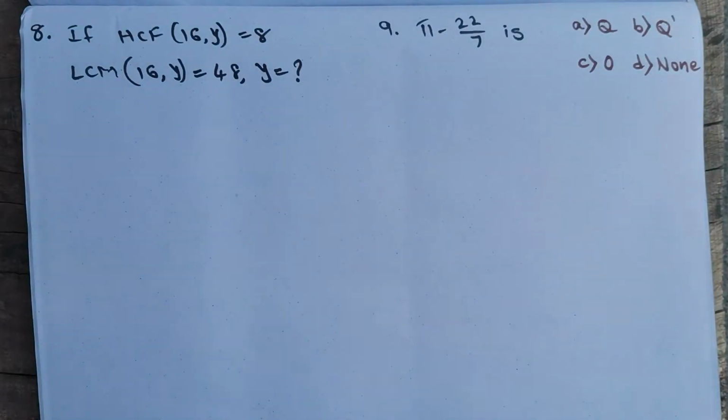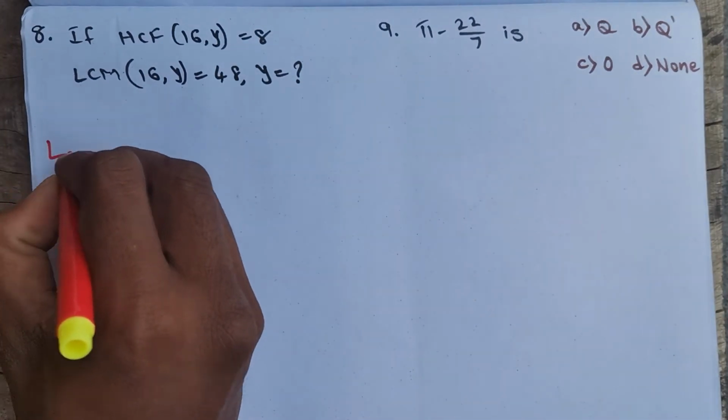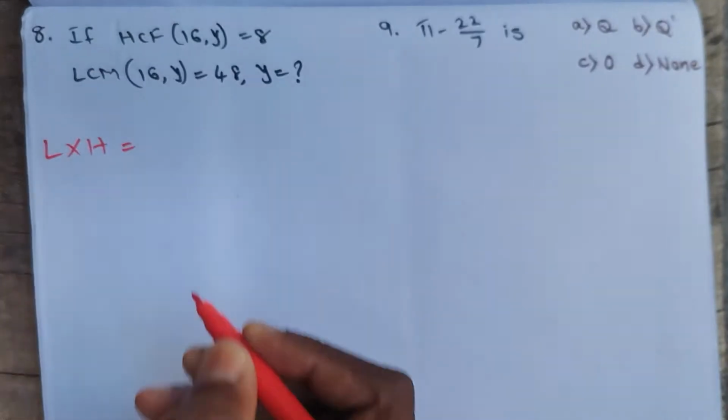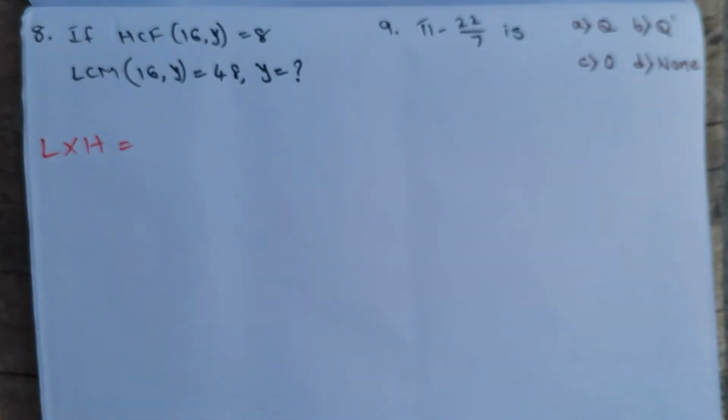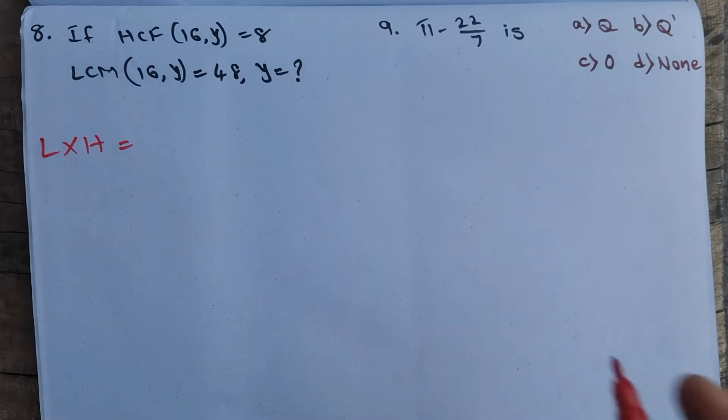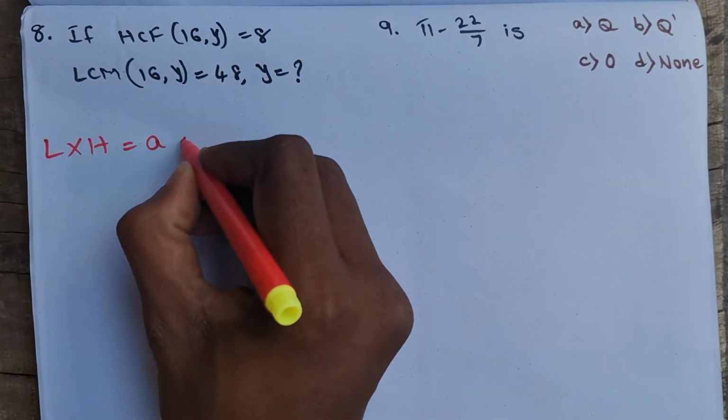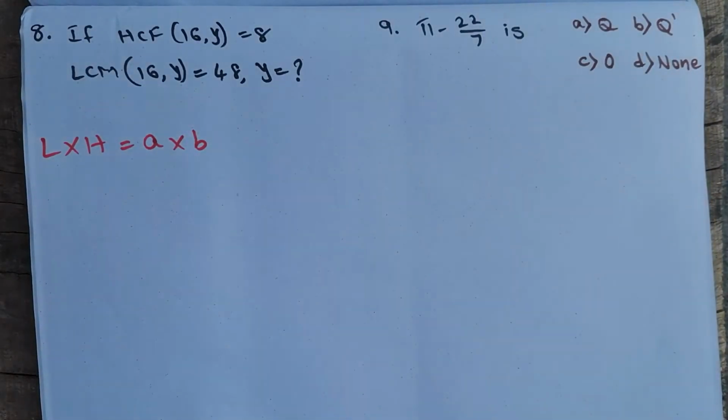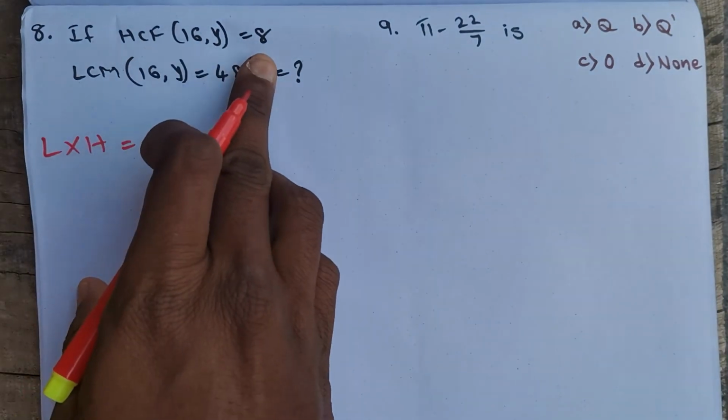Okay, next question. If HCF of 16 comma y is equal to 8 and LCM of 16 comma y is equal to 48, then what is the y value? So we know already one relationship between HCF and LCM, that is LCM into HCF is equal to the product of the two numbers. Those two numbers I am taking as A and B. LCM into HCF is equal to the product of the two numbers. HCF is given as 8.